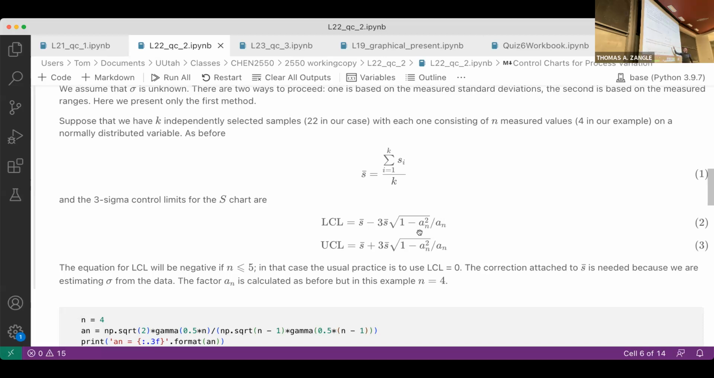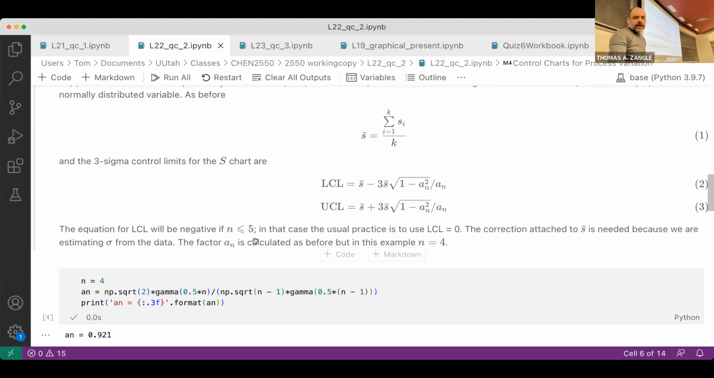And we'll see that implemented with an if statement in the code that follows, but it's something you can do manually as well, right? If the lower control limit is less than 0 and we're considering standard deviation, that doesn't make sense. We're just going to set it equal to 0. And again, the other note here is the correction attached to S bar is because we're estimating sigma from the data. We don't actually know the population standard deviation. We're trying to estimate it.